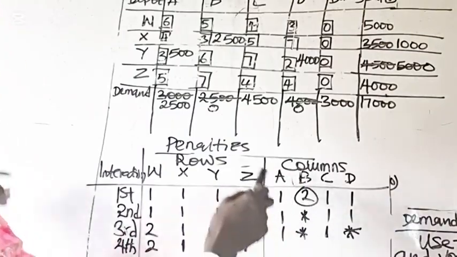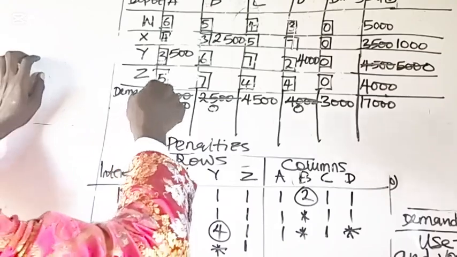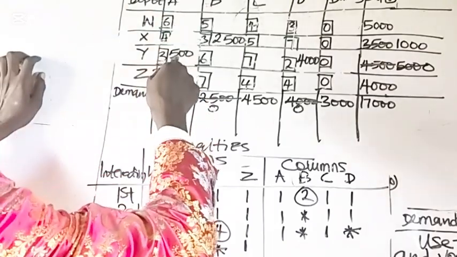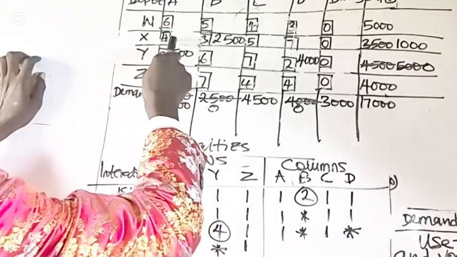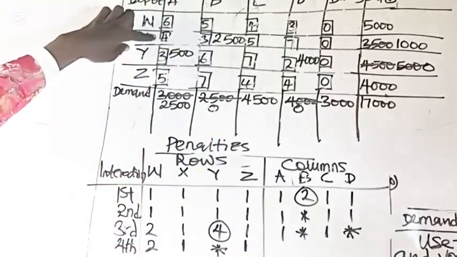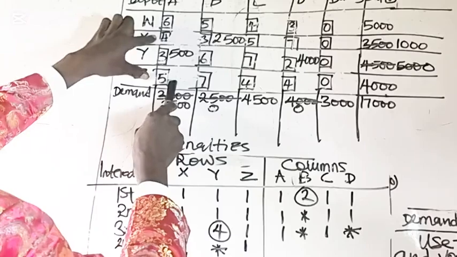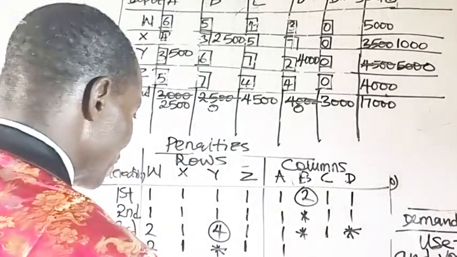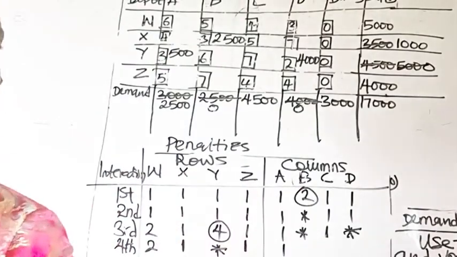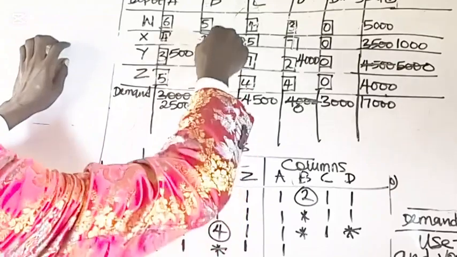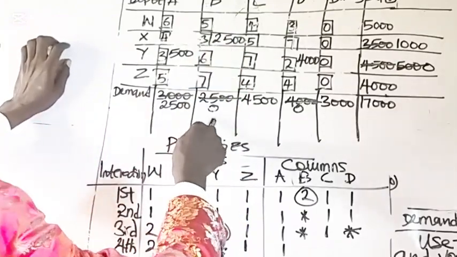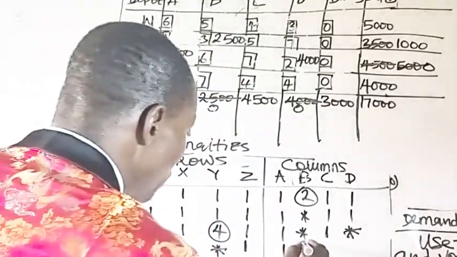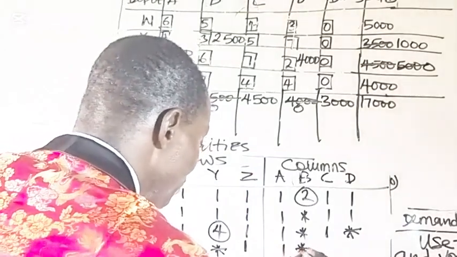Column A. A is vertical. So the least is 4. Then the next least is 5. 5 minus 4, that will be 1. For column B, you've exhausted what you have in that column. No further allocation can be made there. So let's just put asterisk.